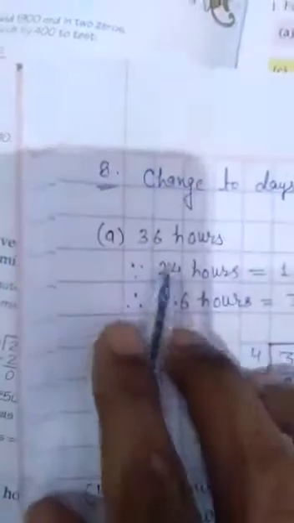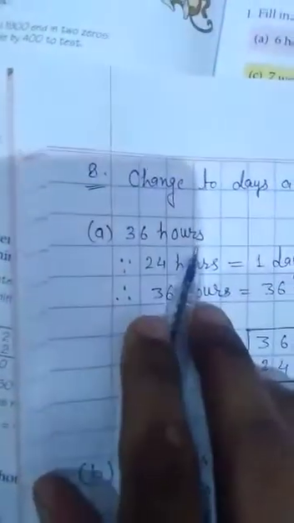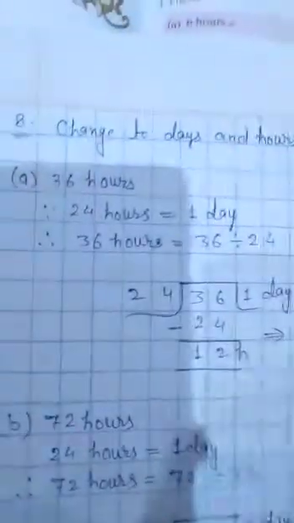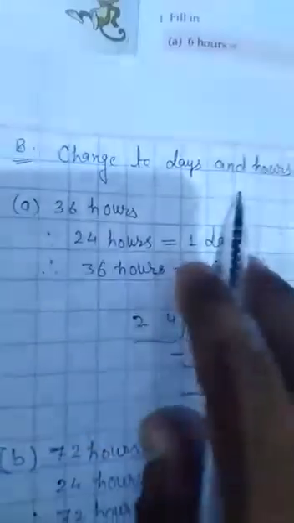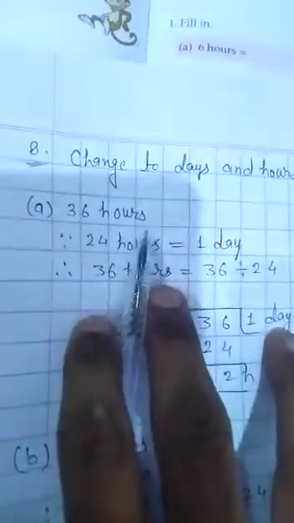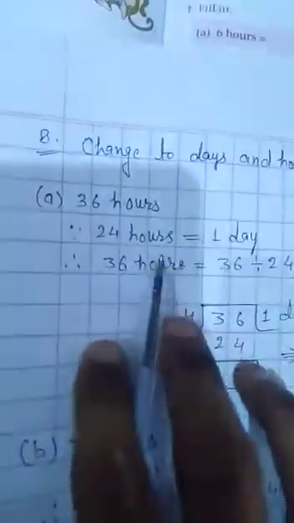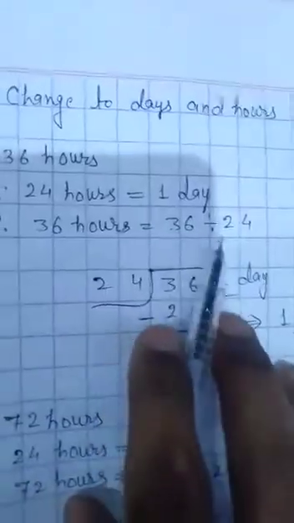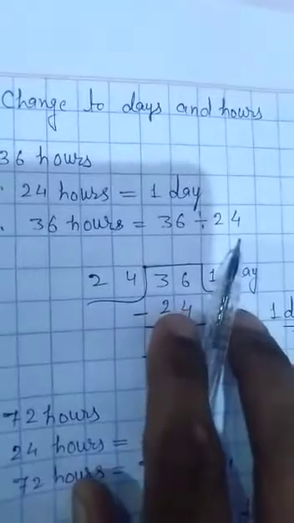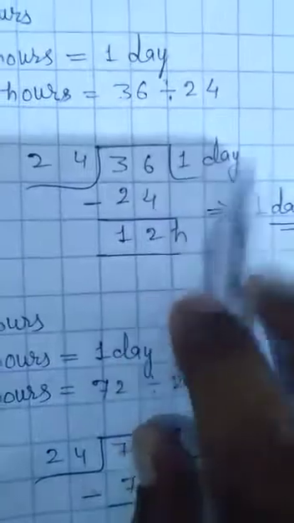Part A of question number 8 is 36 hours. We will convert into days and hours. Remember, students, when we convert hours into days and hours, we will divide by 24 because we know very well 24 hours equals 1 day. So 36 hours equals 36 divided by 24. When we divide 36 by 24, it will be 1 day 12 hours. So the answer will be 1 day 12 hours.